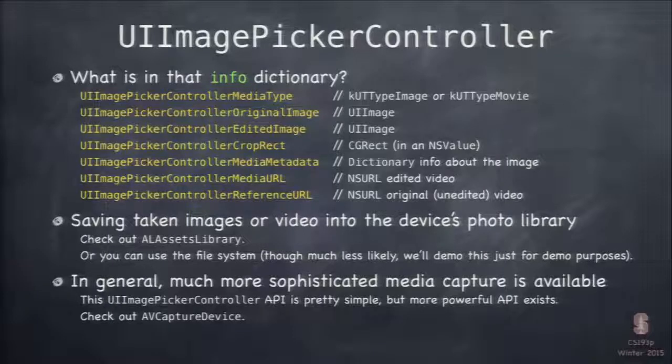By the way, the UI image picker controller is kind of an old API. It's a simple way to get things with the camera, but there's a whole much more powerful API called AV Capture Device. Especially if you're getting video, you might want to check into that. It's kind of a more powerful way to do the stuff that the UI image picker can do. So I'm not going to cover it, but just so you know that it's there. If you're just getting simple image or just a simple clip of video, you're okay with UI image picker controller. But if you want to do more with that, then AV Capture Device.